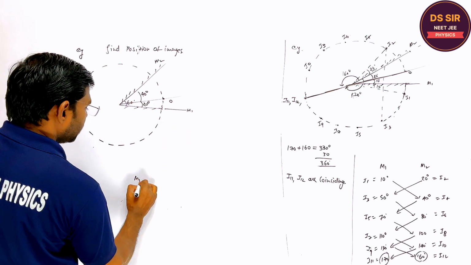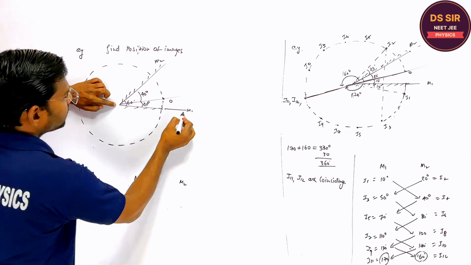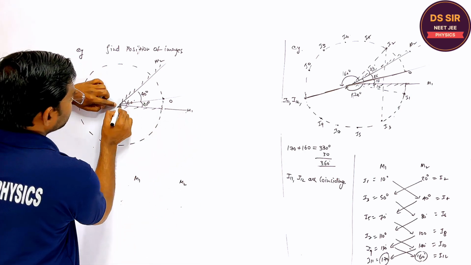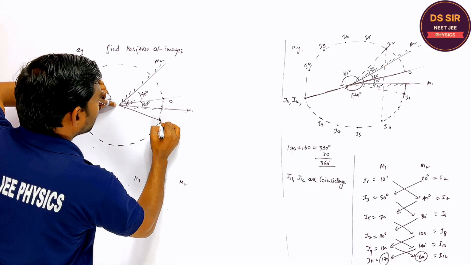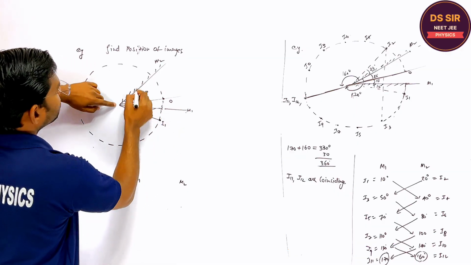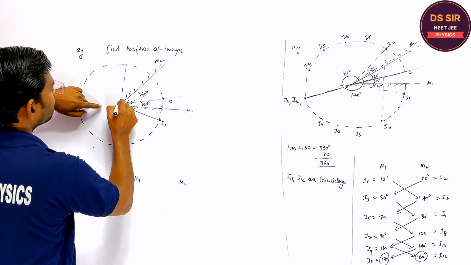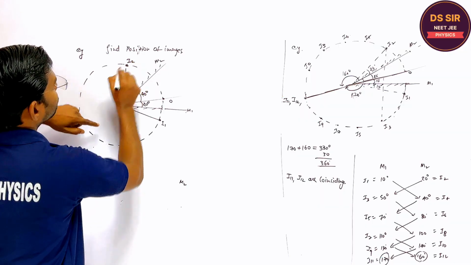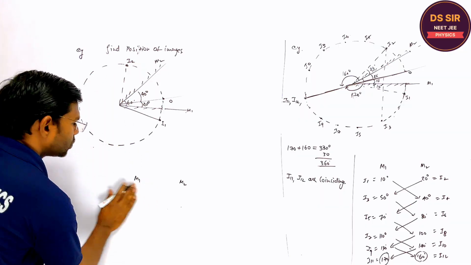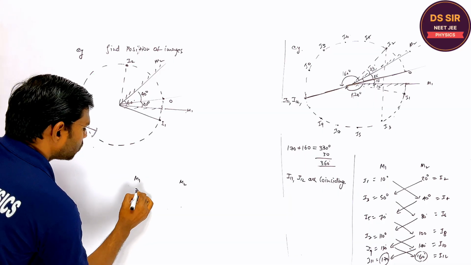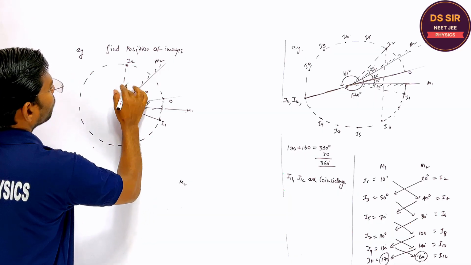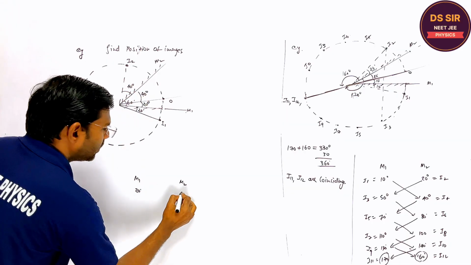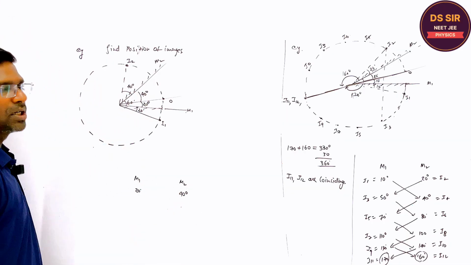This is M1, this is M2. If this is M1, the first image, if this is 20 degree, this is the image I1, right? If it is 40 degree, this is the image I2. Is it clear or not? So by M1 it is 20 degree, this angle is 20 degree, and this angle is 40 degree, right? 20 and 40. And what is the separation between them?